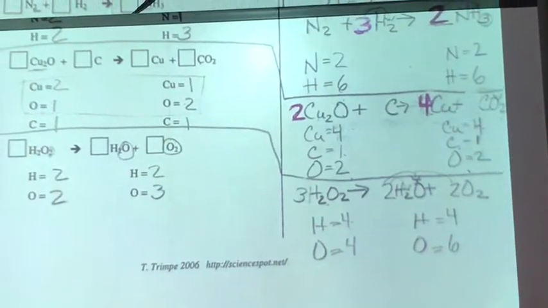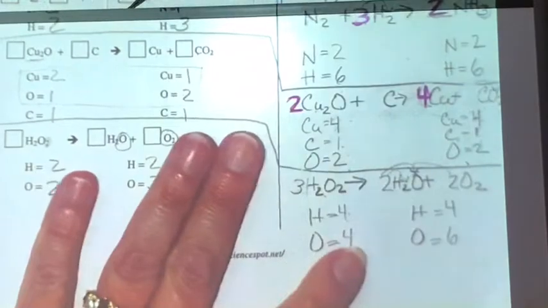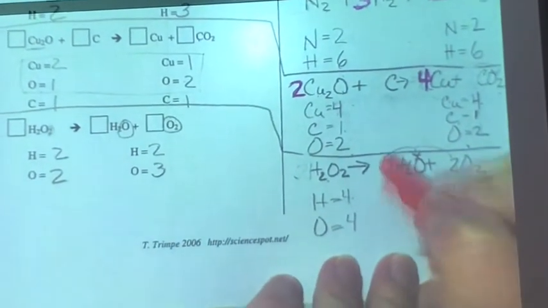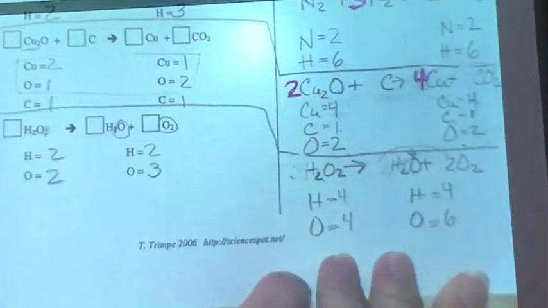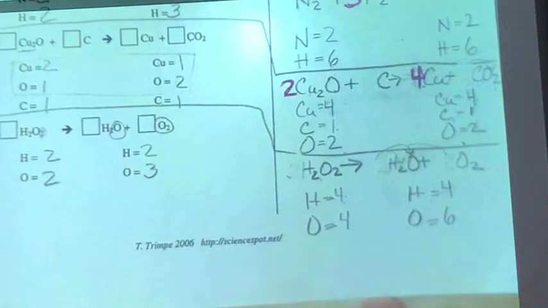So I have to try something different. And that's what a lot of balancing equations is. It's trying different numbers until you figure out which one makes them balanced. Okay? Which one makes them balanced? So what should I try next?